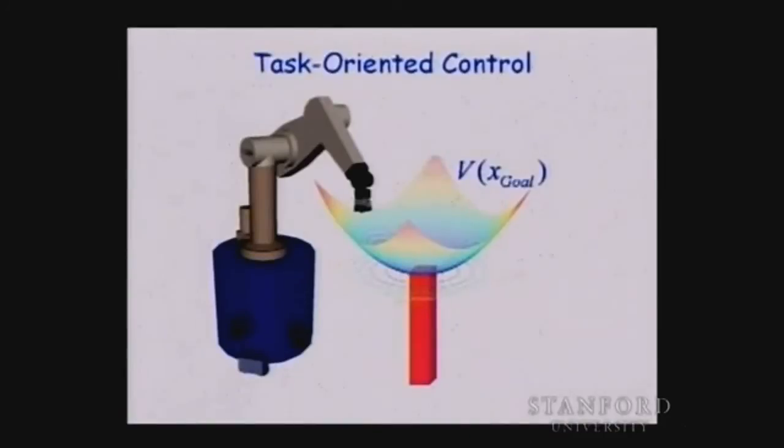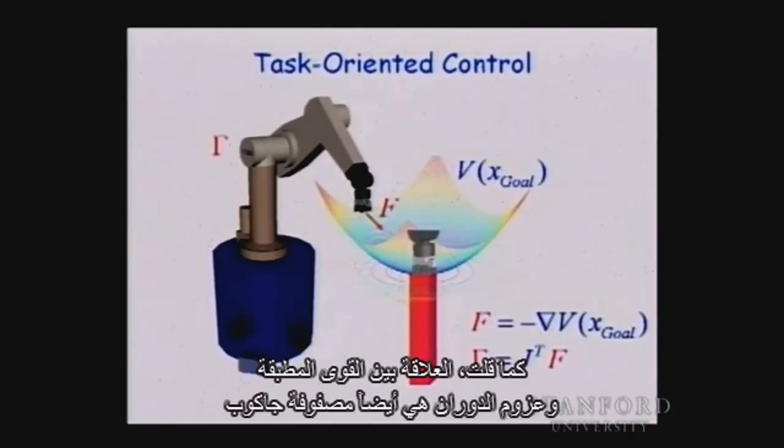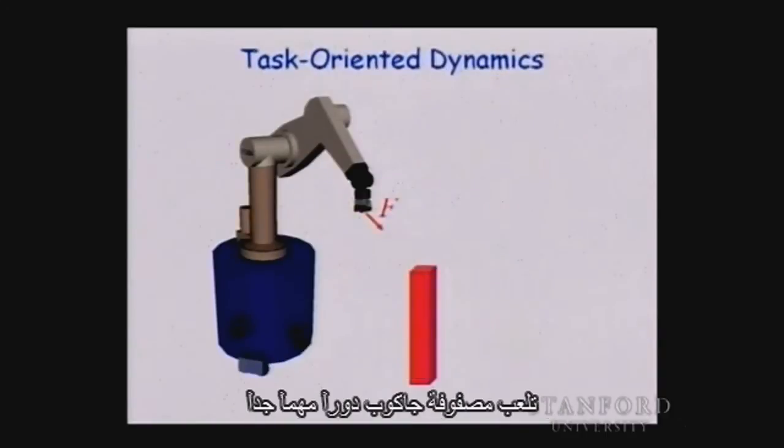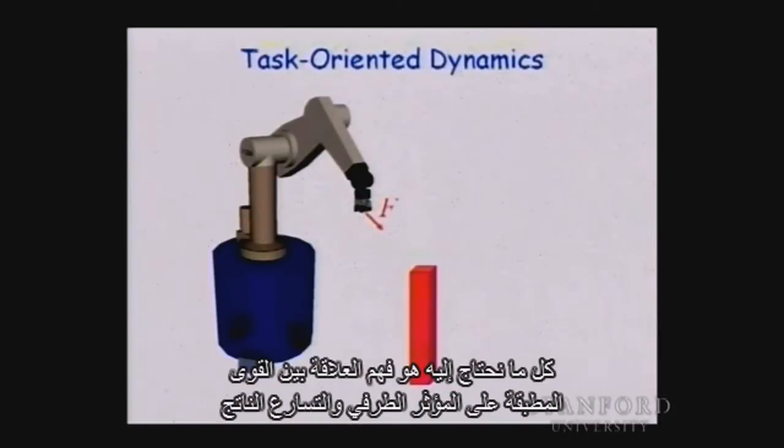And so you apply the force and you transform it. As I said, the relationship between forces and torques is also the Jacobian. So the Jacobian plays a very important role. And then to compute the dynamics, all we need to do is to understand the relationship between forces applied at the end effector and the resulting acceleration.